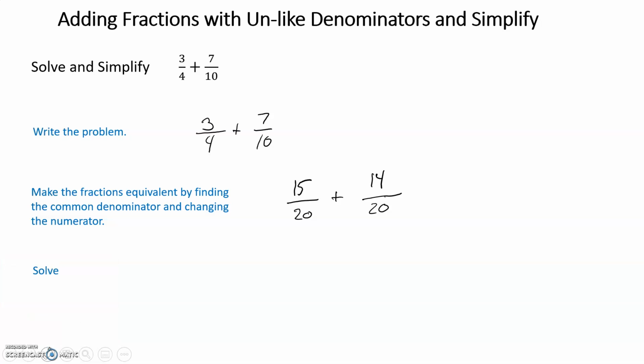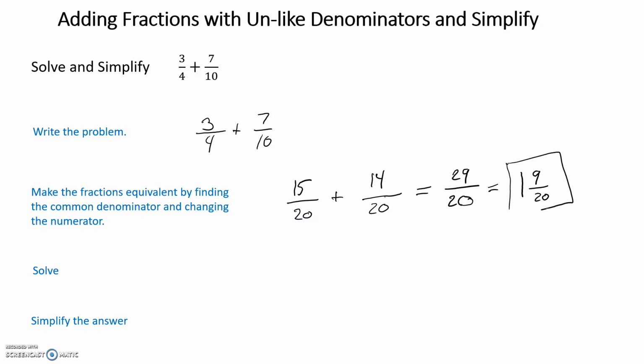So to solve, that equals 15 plus 14, which is 29 twentieths. Okay, and I see that I have an improper fraction, so the last step is going to be simplify. 29 twentieths: 20 goes into 29 twentieths one whole time. It would be 20 twentieths, and there'd be 9 left over, so 9 twentieths. And that is simplified as far as we can go. So the answer is 1 and 9 twentieths.